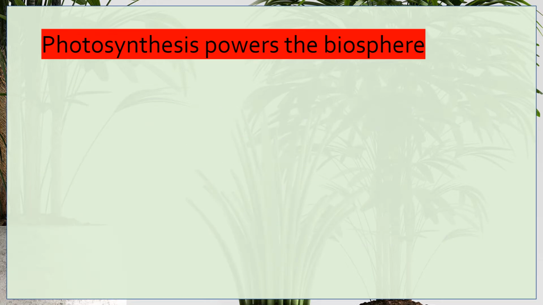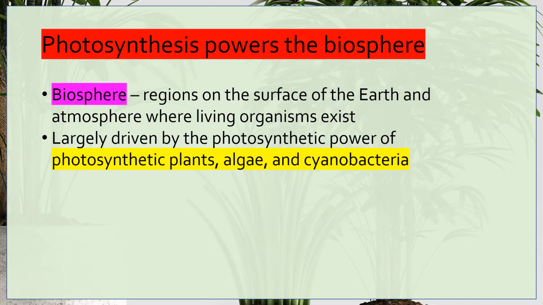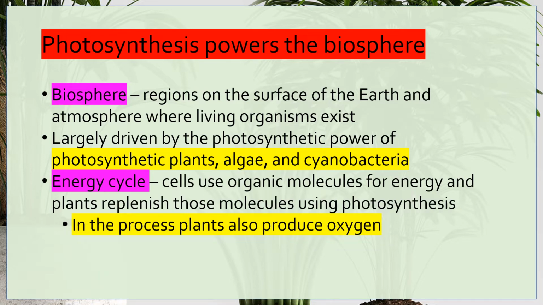What's important to know is photosynthesis powers the biosphere. It's what creates life on Earth. So first of all, a biosphere is a region on the surface of Earth and atmosphere where living organisms exist, largely driven by the photosynthetic power of photosynthetic plants, algae, and cyanobacteria. And this creates an energy cycle. Cells use organic molecules for energy, and plants replenish those molecules using photosynthesis. In the process, plants also produce oxygen.